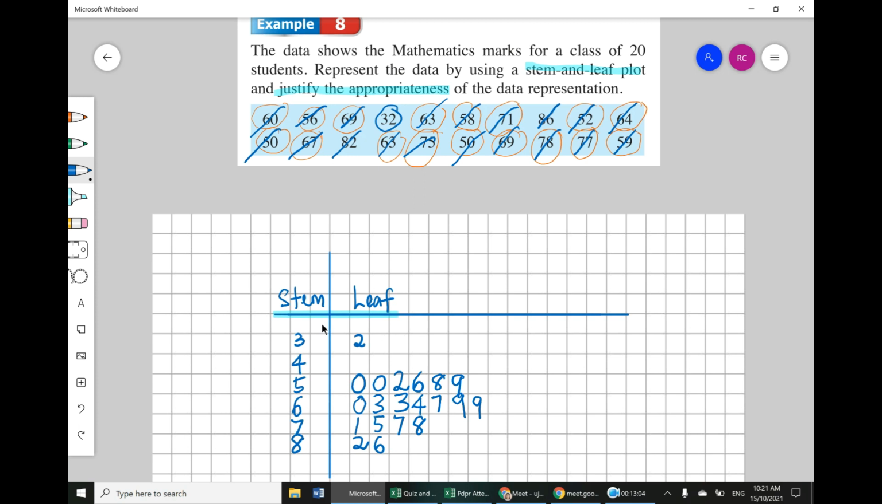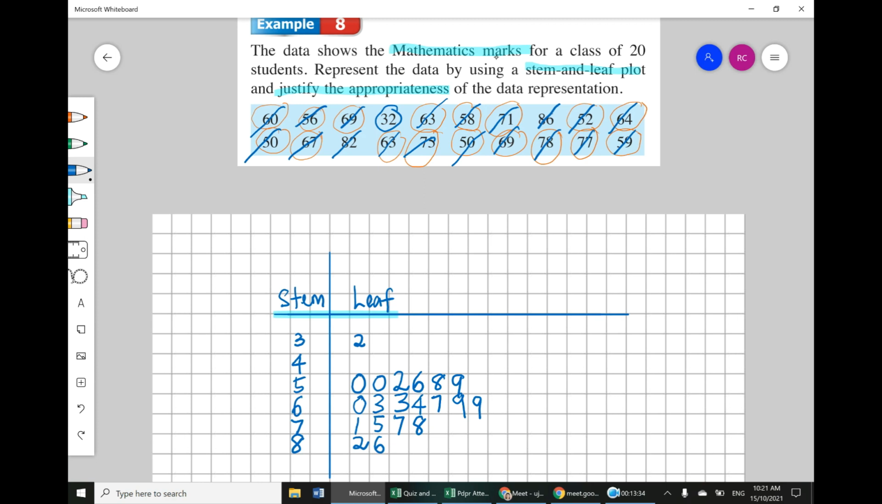So now, because we can see the number of data, we don't have to mention the 20 students in your title. So what do we need to mention? Just to tell the people looking at the graph, just to let them know what this is about. This is about the mathematics marks. So you just need to write this. Oops, sorry, wrong one again. Write these 2 words as the title for the stem and leaf plot.